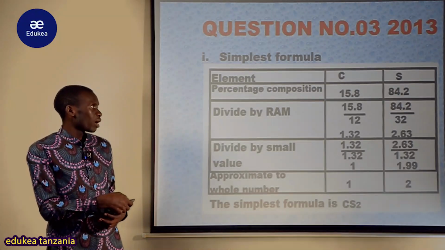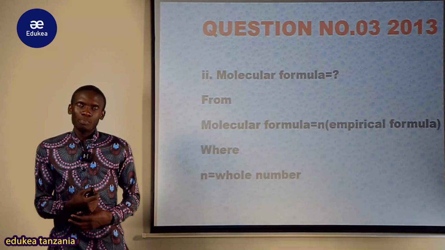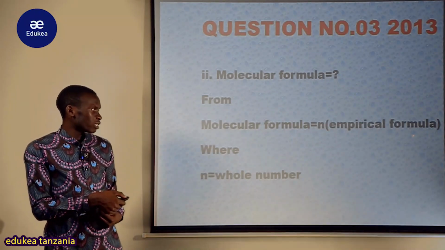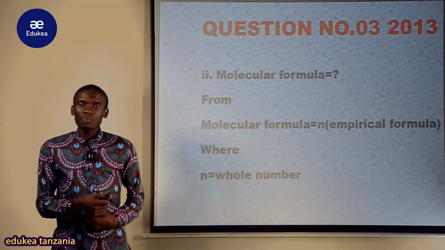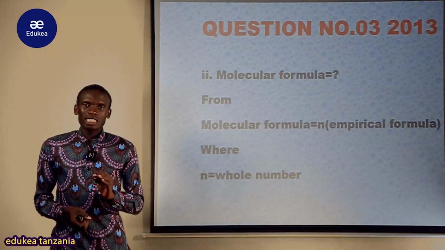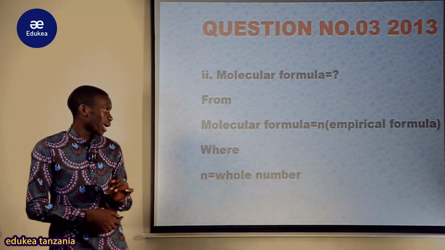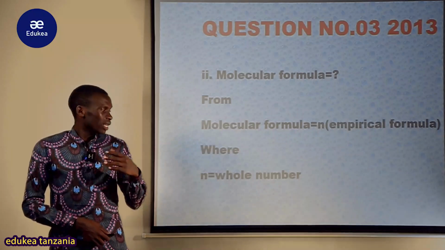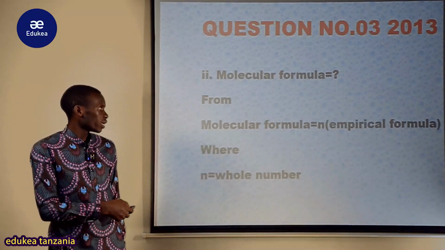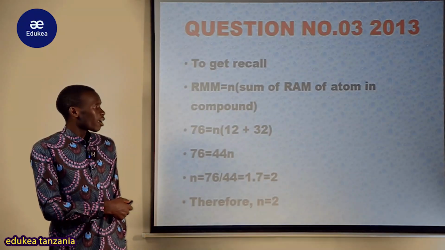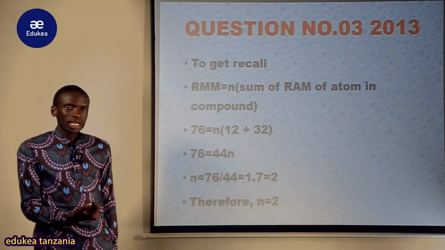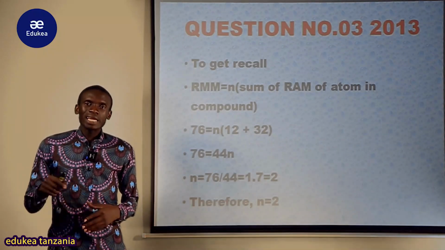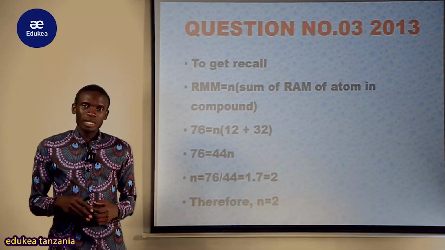After determining the simplest formula, this will help us to determine the molecular formula. We say molecular formula is equal to n times empirical formula, or n times simplest formula. And this n is a whole number: 1, 2, 3, 4, 5, 6, 7, up to 9. So, how to get n? N is obtained by taking the relative molecular mass of the compound and the relative atomic mass of each element in the compound.